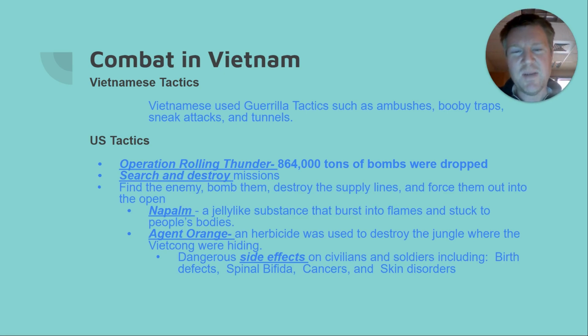Different pits with spikes in them, things like that. So if you want to do some additional research, go Google Vietnamese war traps. They're pretty scary looking. So the tactics used by the U.S., on the other hand, they did carpet bombing campaigns.